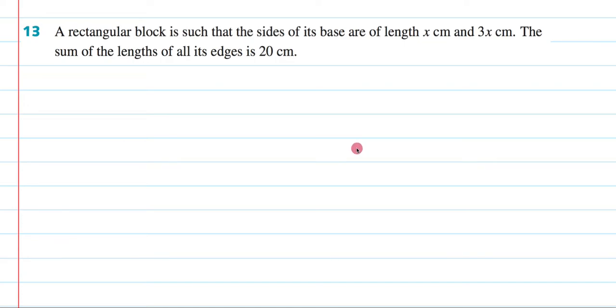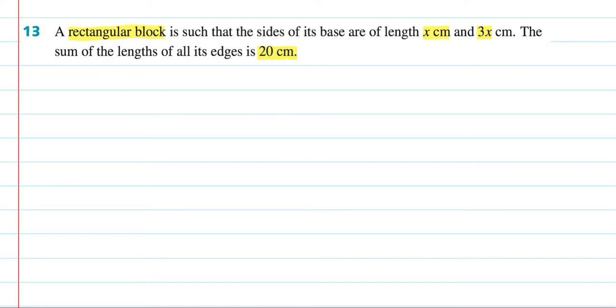We are going through exercise 18E, and in this video we're going to go through question 13, which says a rectangular block is such that the sides of its base are a length of x centimeters and 3x centimeters. The sum of the lengths of all its edges is 20 centimeters.